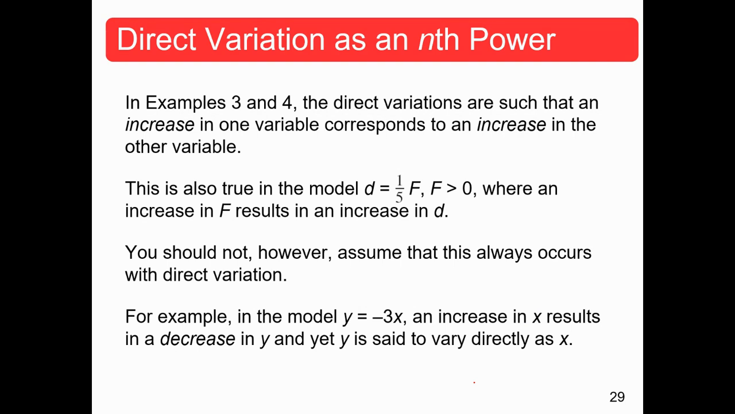So in the examples, the direct variation are such that the increase of one variable corresponds to the increase of the other. So if one is going up, the other one is also going up. That's why it's called direct variation. And sometimes it could be both decrease.